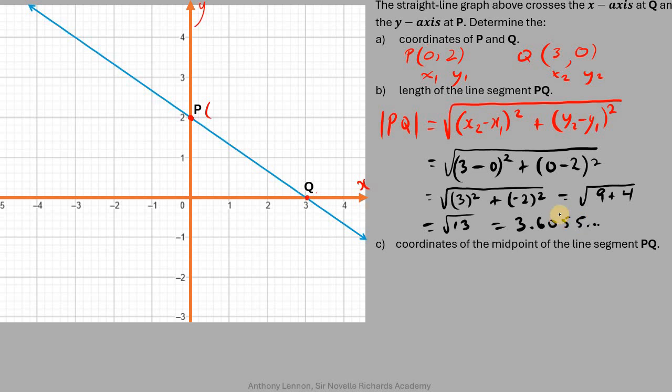3.6055, etc. Let's say we want 3 significant figures. 3 is the first significant figure, that is the first non-zero digit. So 1, 2, 3. 0 in between non-zero digits are significant. So this 0 falls between 2 non-zero digits, so it's significant. And so we can count 1, 2, 3. We want only these digits here.